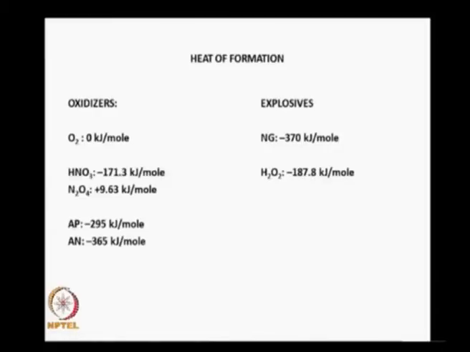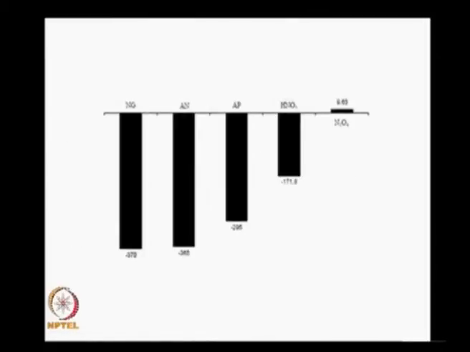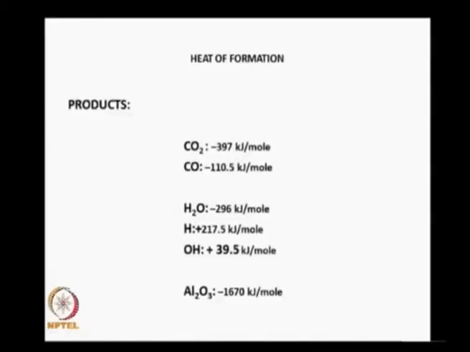Therefore, I try to put all these things together just to get a feel for the problem. Well, nitroglycerin has a large negative value, N2O4 has a slight positive value, and this is the variation between minus 370 to something like 9. This is for oxidizers, and similarly for other substances, which are the products.